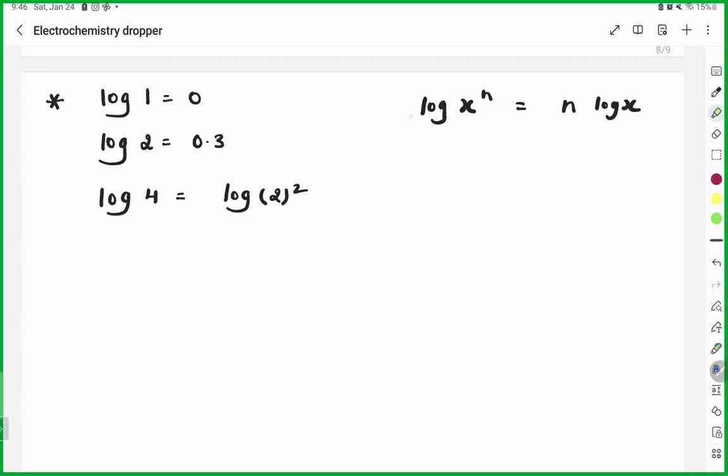So, sir, log x raised to power n is equal to n log x. Correct. Log 4 is equal to log 2 raised to power 2, whatever the power is will come into multiply.